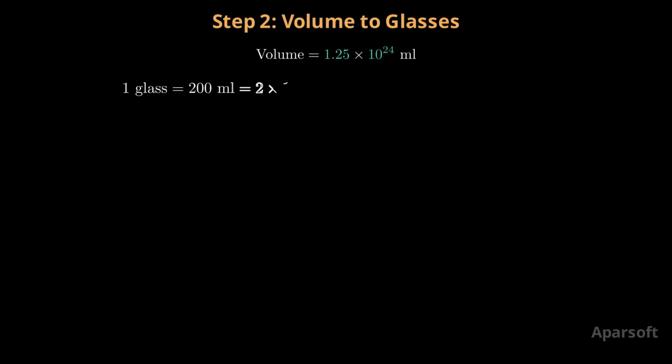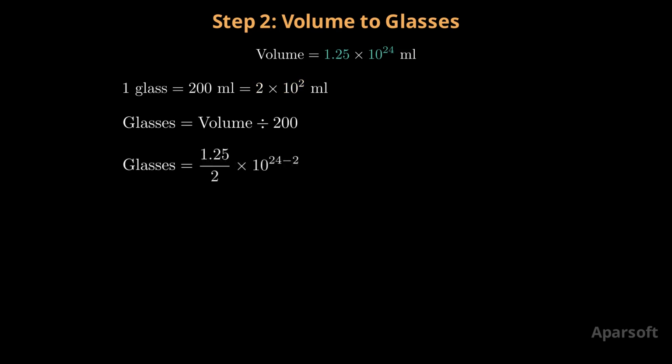Step 2. Each glass holds 200 milliliters. Let us write 200 in scientific notation, that is 2 times 10 squared. The number of glasses equals total volume divided by 200. Now we divide. 1.25 divided by 2 gives 0.625. And for the powers, 10 to the 24 divided by 10 squared is 10 to the 22.